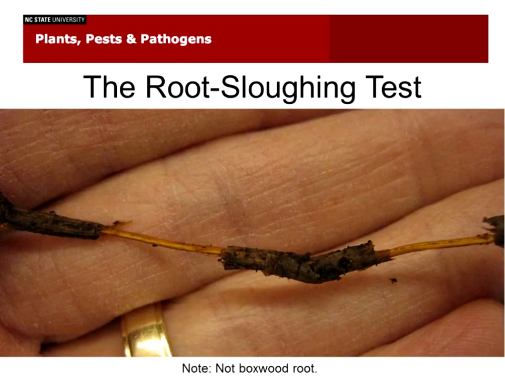If we did the root rot, root sloughing test, we would notice that the exterior portion of that root can be easily pulled off. The vascular bundle is here in the middle, so you could take this portion and slide it back and forth on that tough vascular tissue. So we know that this is some kind of root rot that we're looking at. That's the best test you can do.